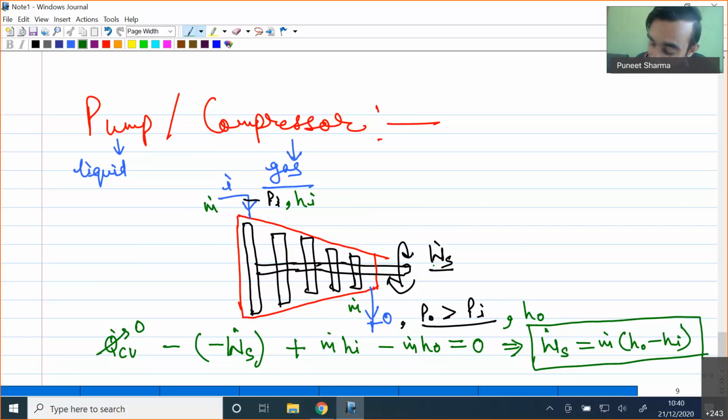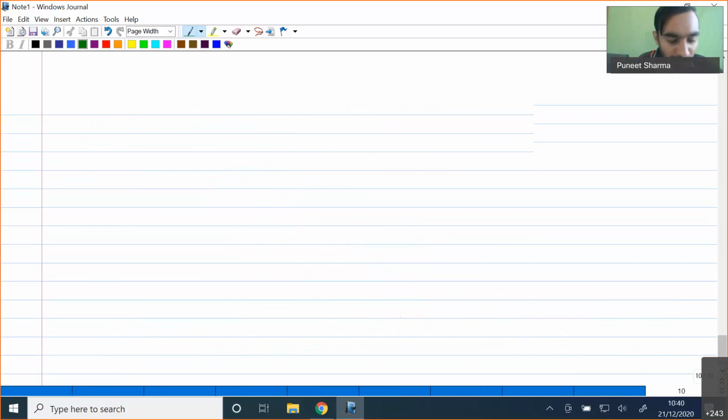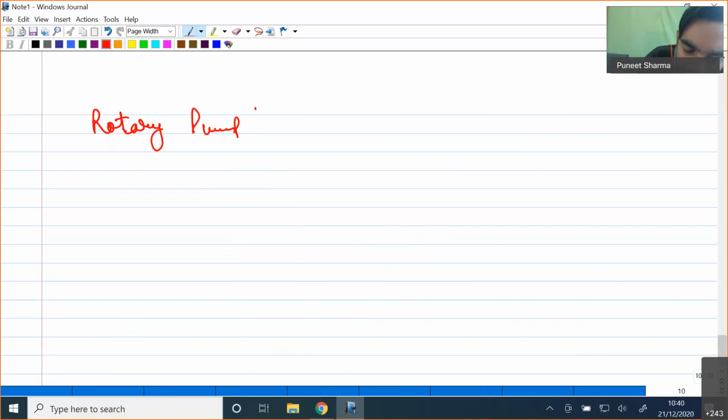Now in case of a pump, as I have told you, we have to consider Q control volume equal to 0. While we go into the mechanical perspective, into the physical construction of the pump, we have two types of arrangements. One we call a rotary pump or compressor, and another arrangement is referred to as reciprocating arrangement.